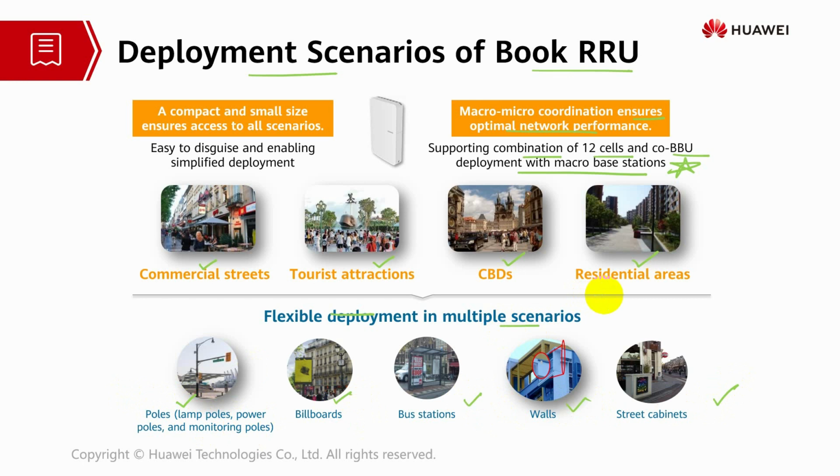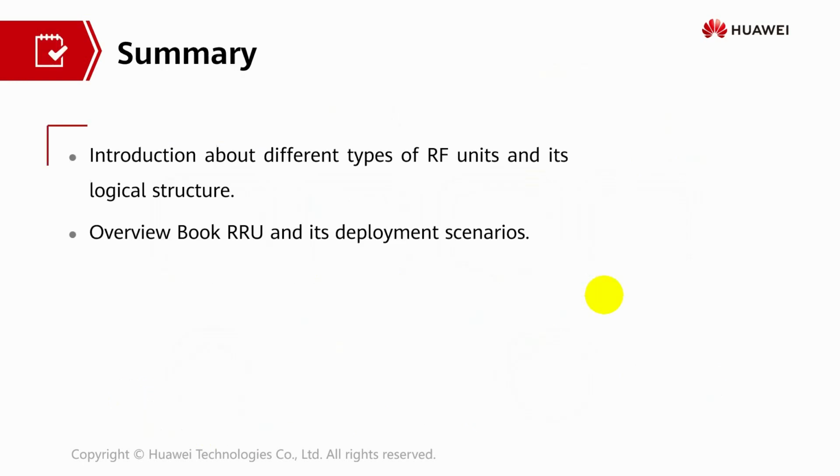So this is one of the solutions that we introduced in this part. That's all for part 6. In part 6, we have discussed the introduction, different types of RF units and its logical structure. We talked about the RFU unit, the RRU unit, and an overview of the book RRU, which is a new solution that has macro-micro coordination and can use multiple cells. And also we looked at the deployment scenarios. It's quite flexible, highly integrated, and it is one of the best solutions that can be implemented in many places.